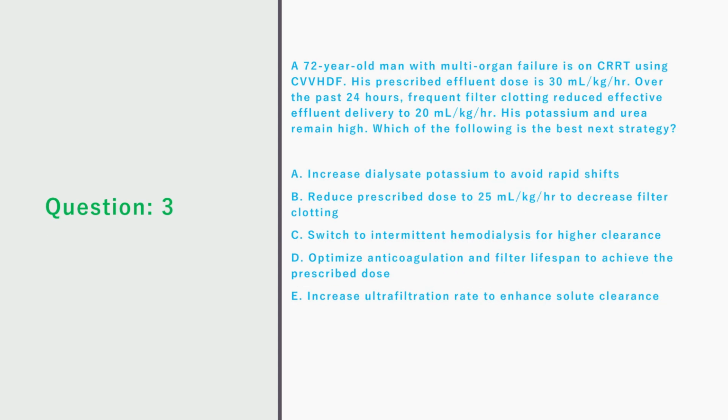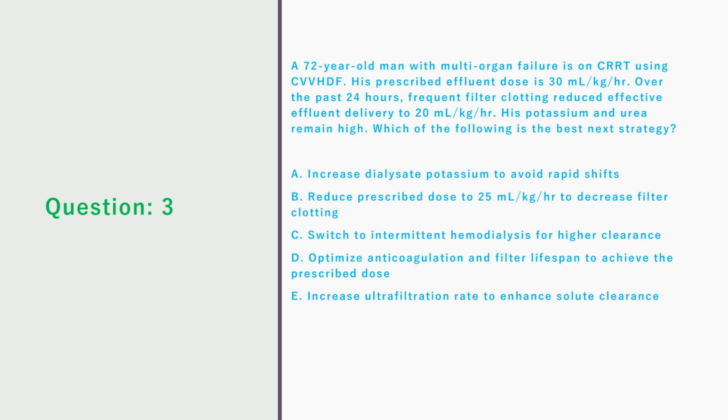Question 3. A 72-year-old man with multi-organ failure is on continuous renal replacement therapy using continuous veno-venous hemodiafiltration. His prescribed effluent dose is 30 milliliters per kilogram per hour. Over the past 24 hours, frequent filter clotting reduced effective effluent delivery to 20 milliliters per kilogram per hour. His potassium and urea remain high. Which of the following is the best next strategy?